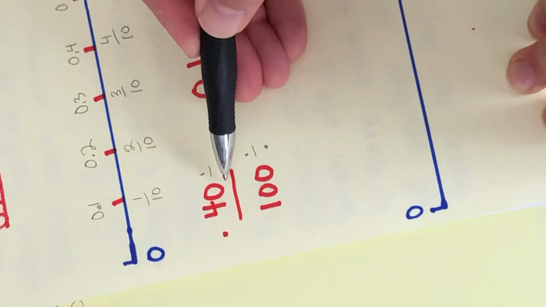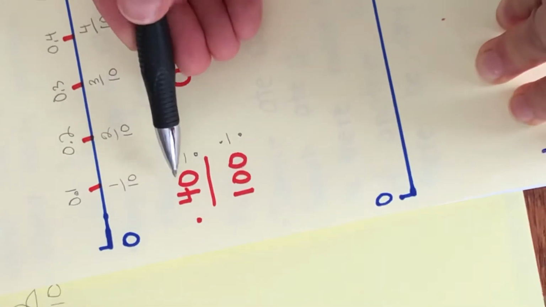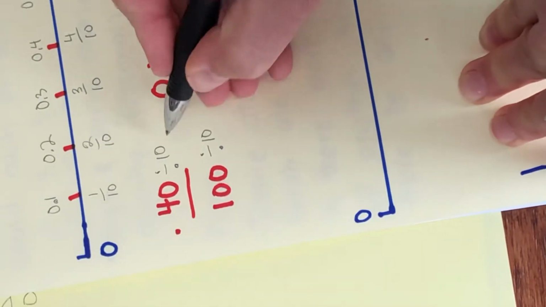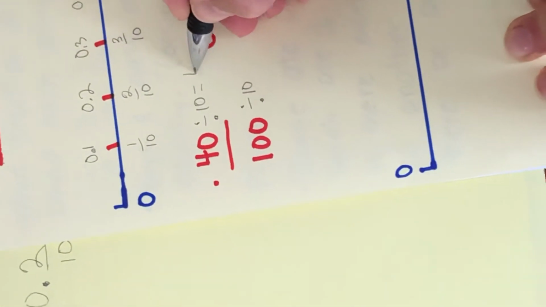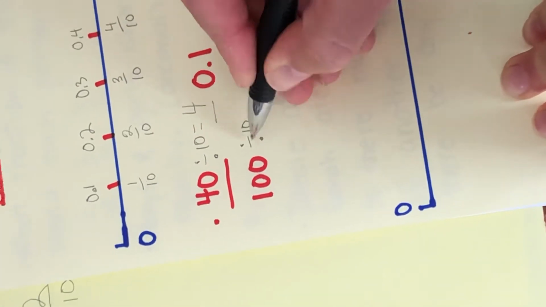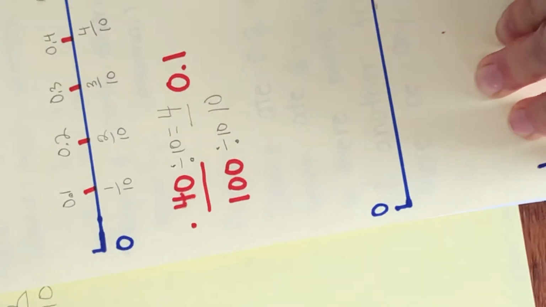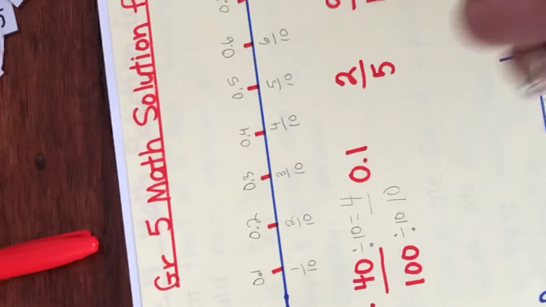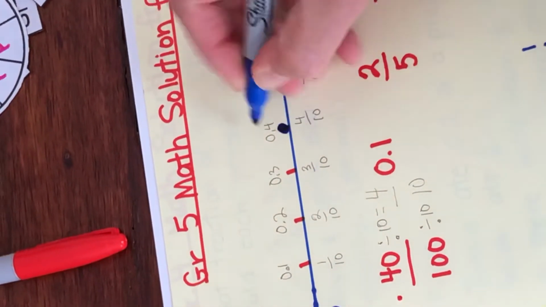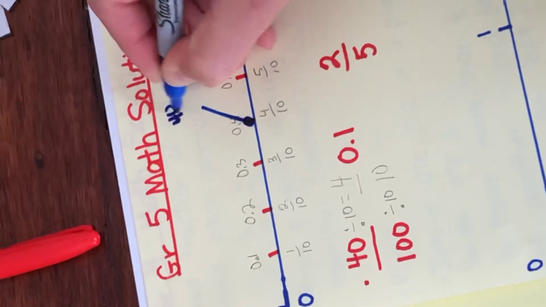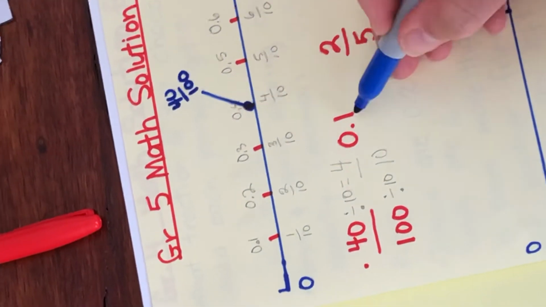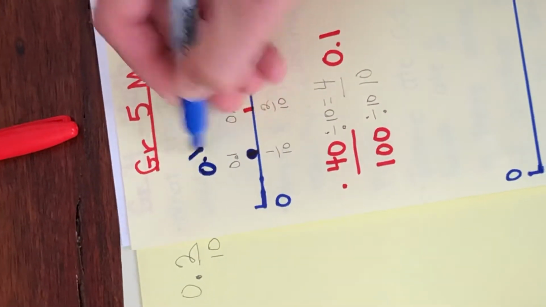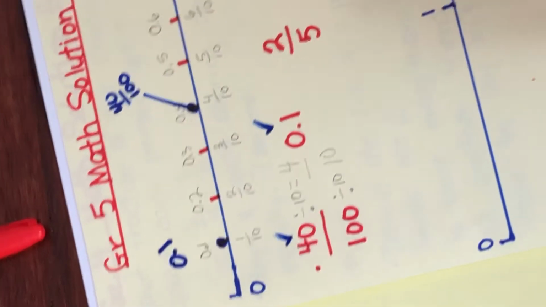I can see these are both tens. So I can divide this by 10 and I can also divide this by 10. If I divide 40 by 10, I get 4, and if I divide 100 by 10, I get 10. So 4/10. So my 40 out of 100 is going to go right there. So 0.1, that's easy. I'm going to put my 0.1 there.